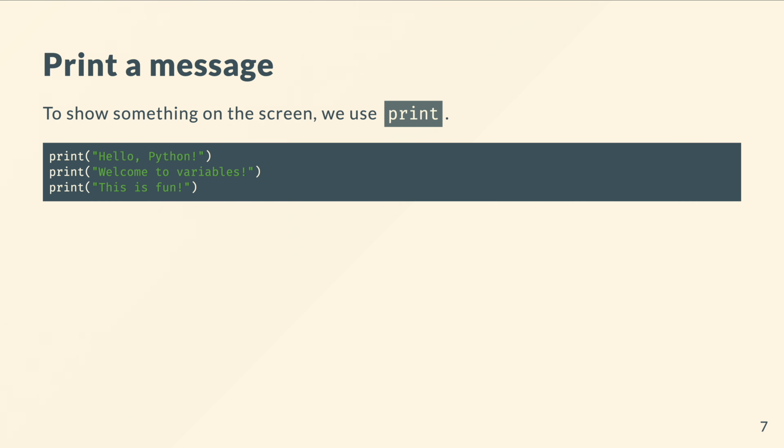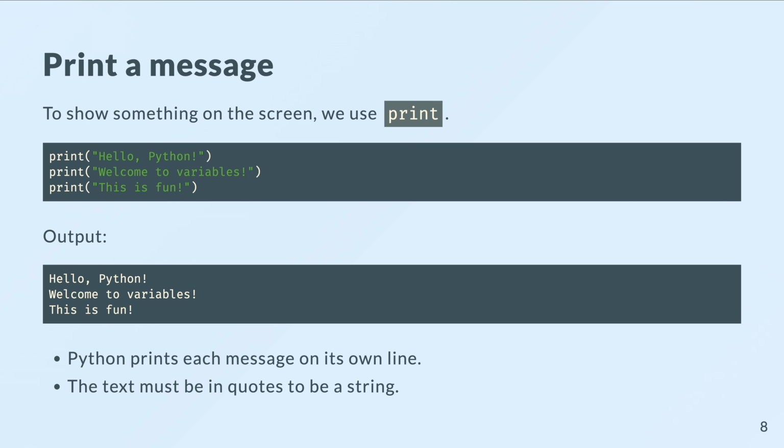To show something on the screen, we use print. Each print line displays a message. Here we print 3 different sentences. Watch how each one appears on its own line. Here is the output. Hello Python. Welcome to variables. This is fun. Notice, each message is on a new line. And because they are strings, the text is inside quotes in the code.